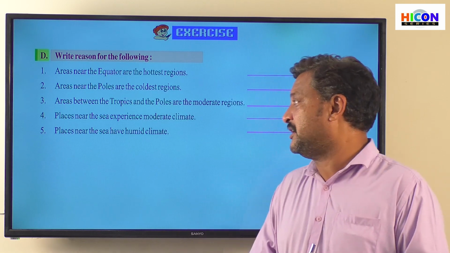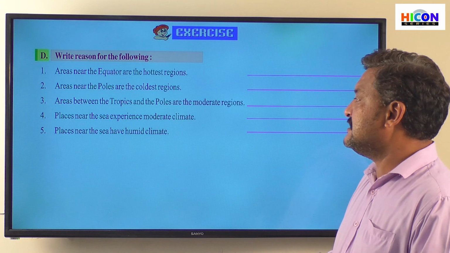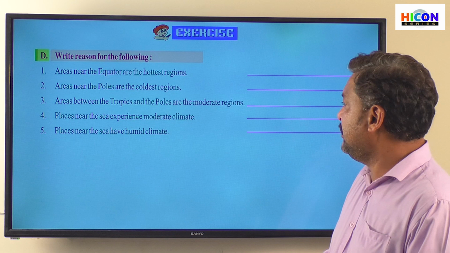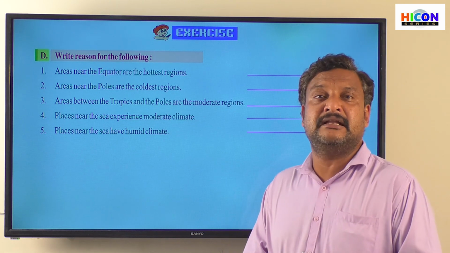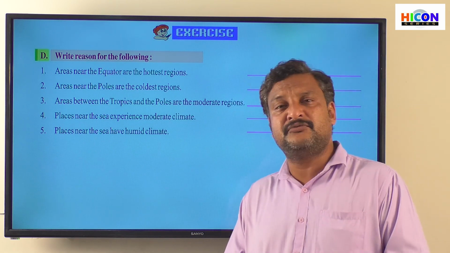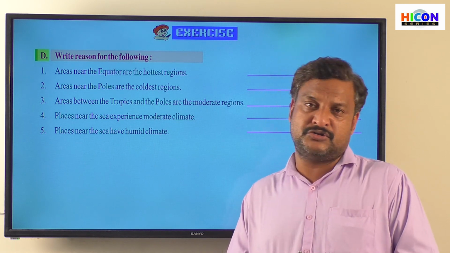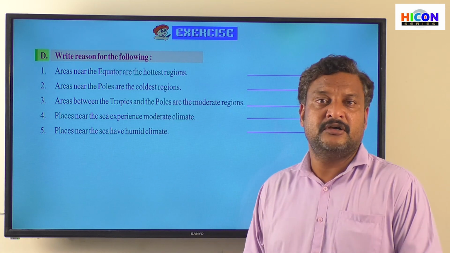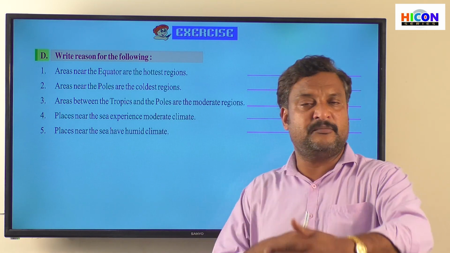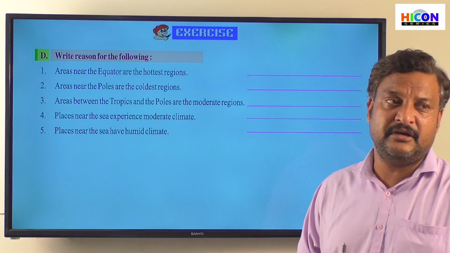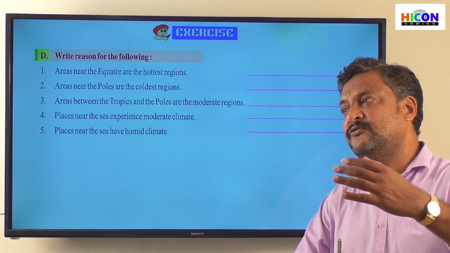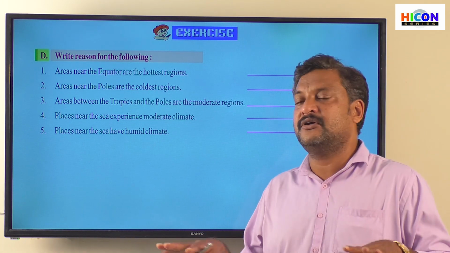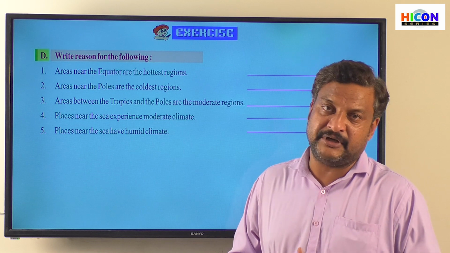Now, places near the sea experience a moderate climate. There is a phenomenon called sea breeze and land breeze, a continuous flow of air from or to land, from or to ocean. Sometimes it goes to the ocean, sometimes it comes from the ocean. So this regular circular flow of air helps to maintain a particular level of temperature.